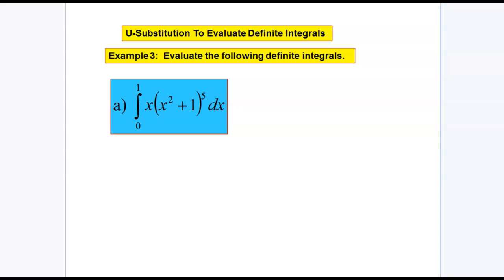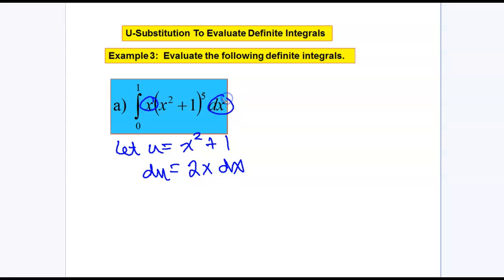Okay, sometimes we can use U substitution for definite integrals. So say we're asked to evaluate this definite integral. Again, I'm going to let u equal x squared plus 1. du is going to be 2x dx. Again, I just have an x dx, so I'm going to divide by 2.